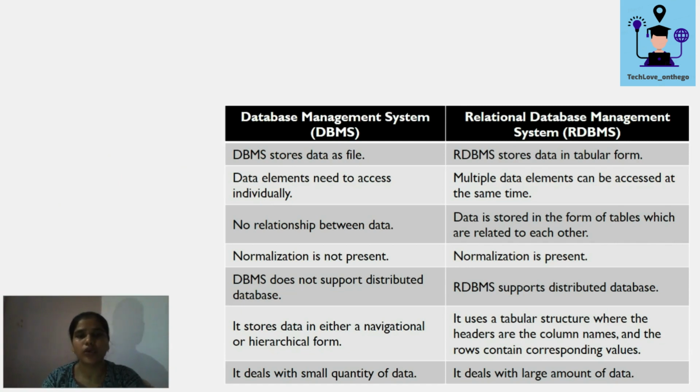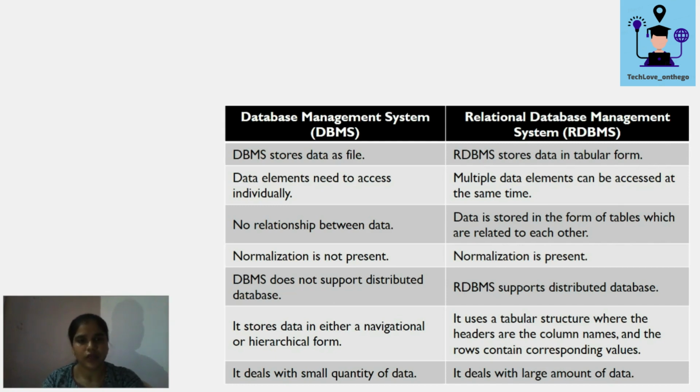In DBMS, there is no relationship between the data, but in RDBMS, data is stored in the form of tables which are related to each other. So in DBMS, it is not important if any relationship exists between the data, but in RDBMS there should always be a relationship between the data. Normalization is not present, that's why so much redundancy is found in DBMS, but in RDBMS normalization is present.